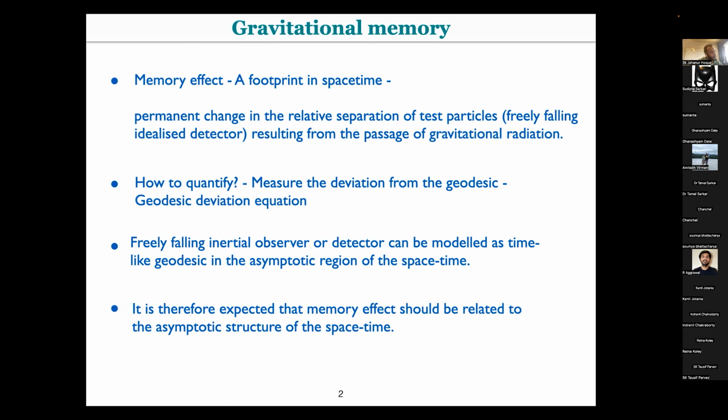And how do we quantify the memory effect? As I said, this is just the relative separation between geodesics. So the best way to measure it is to compute the deviation from the geodesic, that is, compute the geodesic deviation equation. And the freely falling observer or detector can be modeled as a time-like geodesic in the asymptotic regime of the space-time.